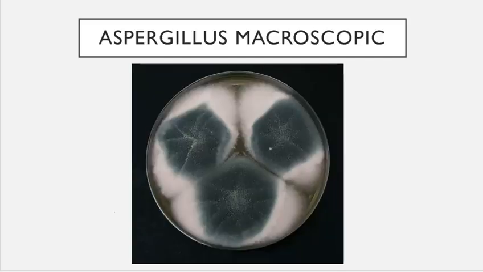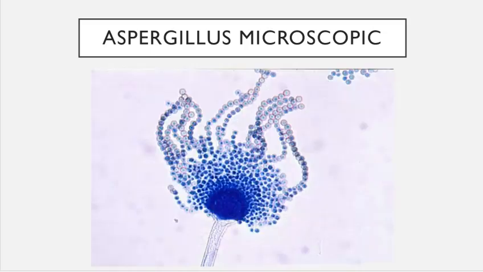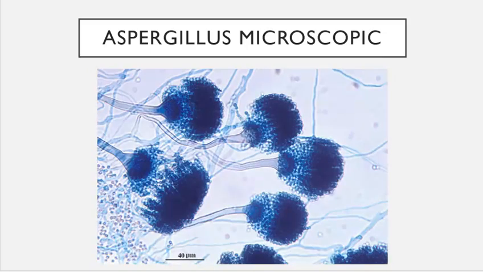Here is a macroscopic image of Aspergillus on a media plate. Here's an image of some of the microscopic images you may see on Aspergillus. I want to point out the foot cell, the conidiophore, the vesicle, and the chain of conidia. Here's an example of what Aspergillus could actually look like under the microscope. Here's a second example of what Aspergillus could look like under the scope.